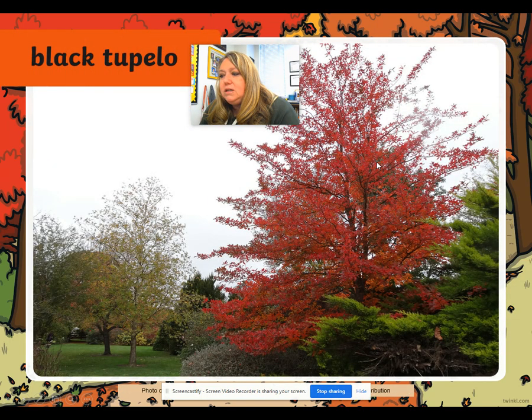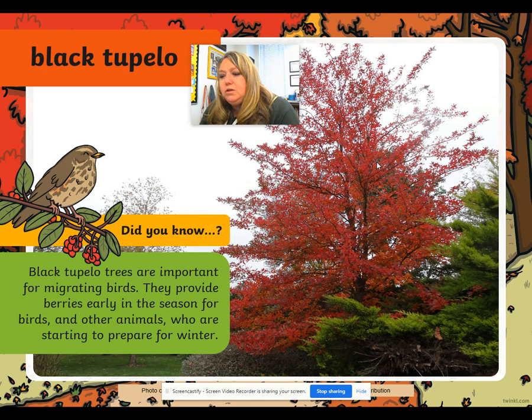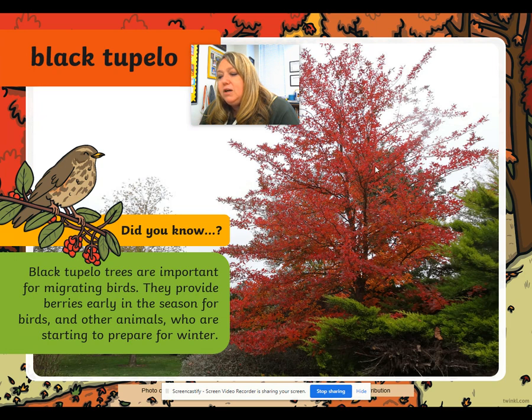This next tree is called the black tupelo tree. Did you know that a black tupelo tree is important for migrating birds? They provide berries early in the season for birds and other animals who are starting to prepare for winter. Oh, that's good to know. And in the fall, it turns that dark red and a little bit of orange in there. Oh, it's so pretty.